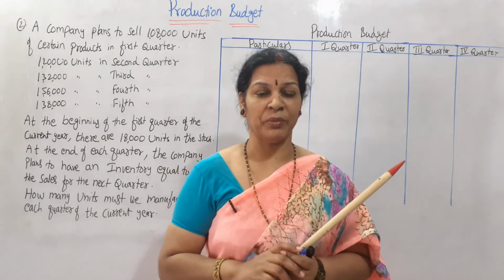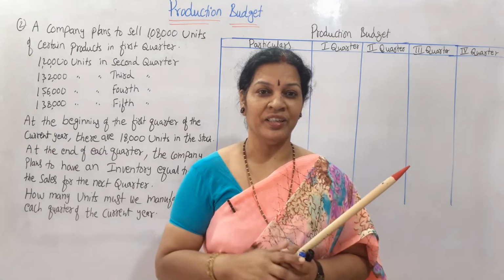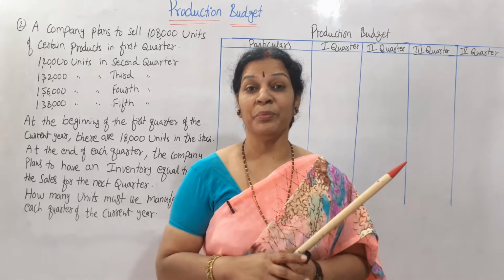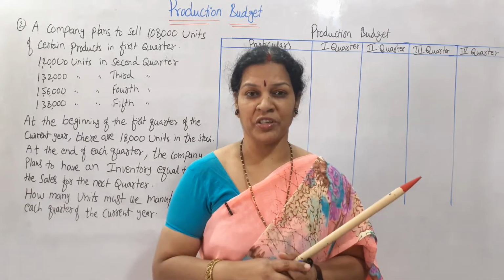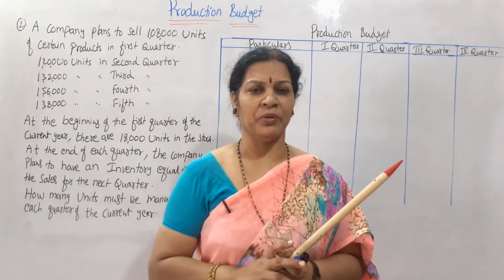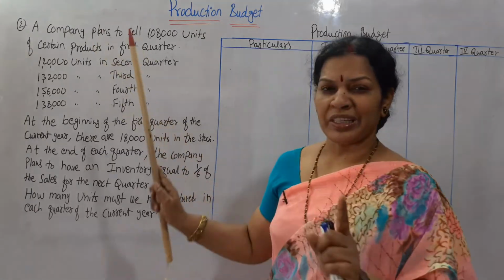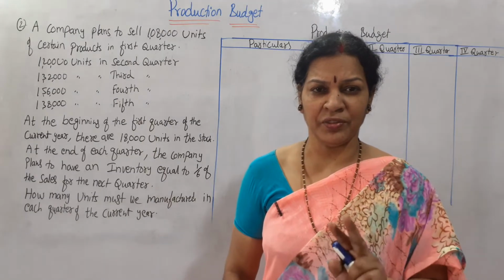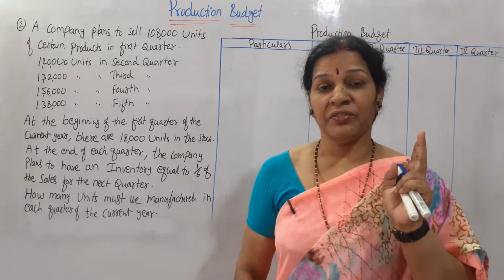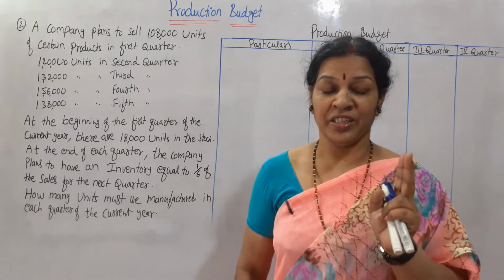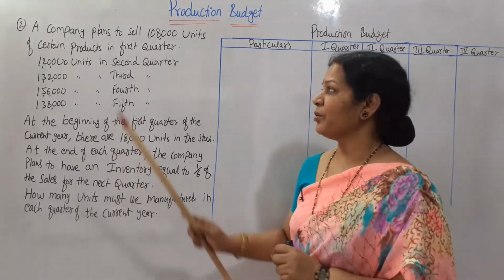Production budget, you know the pro forma. First we'll take the sales, then we'll add the closing stock, then deduct the opening stock. That's it. We'll get the actual production, how much production is required. Now we'll see the second problem today. Read the problem carefully, line by line, bit by bit, and 50% you can understand. It depends on the reading and understanding of the problem. Solution later. Now the problem is here.